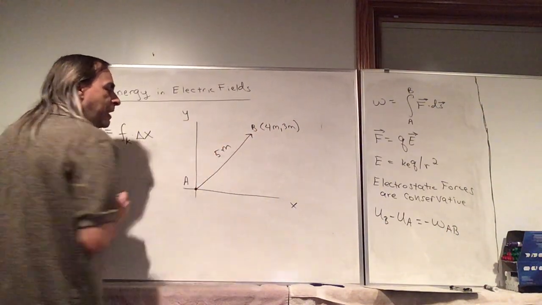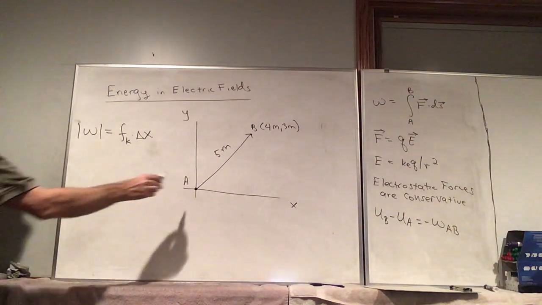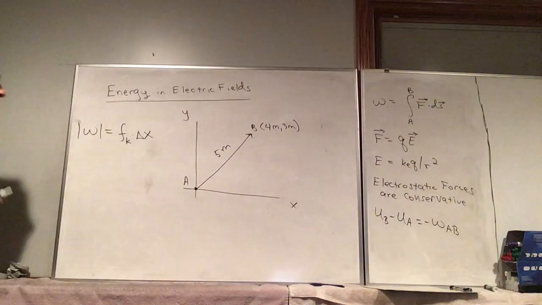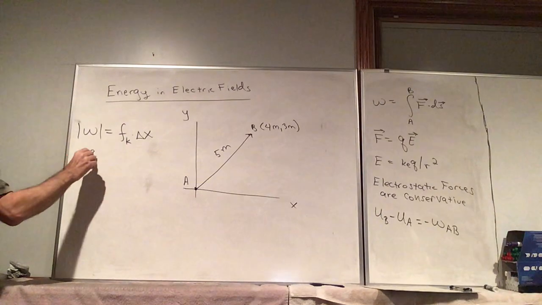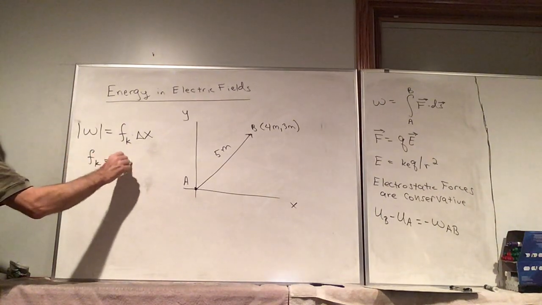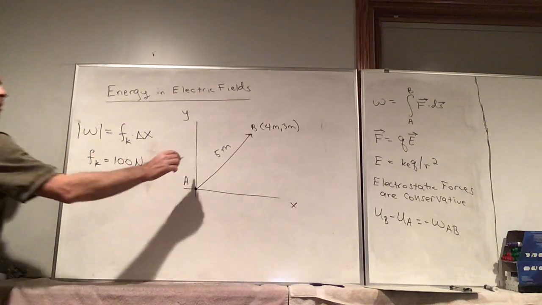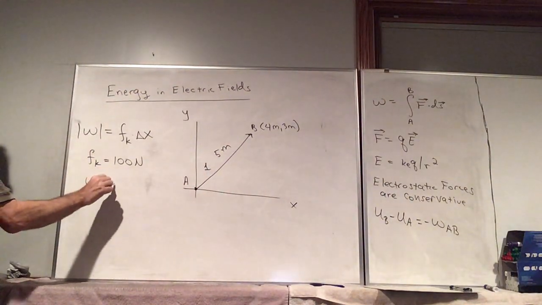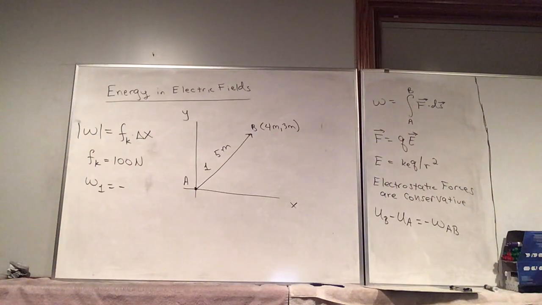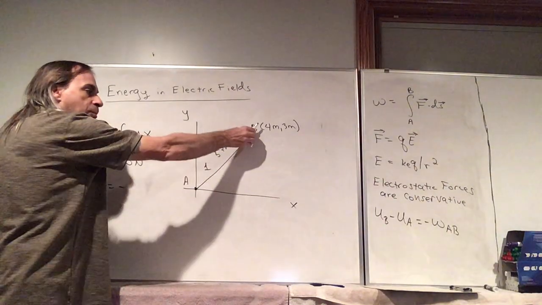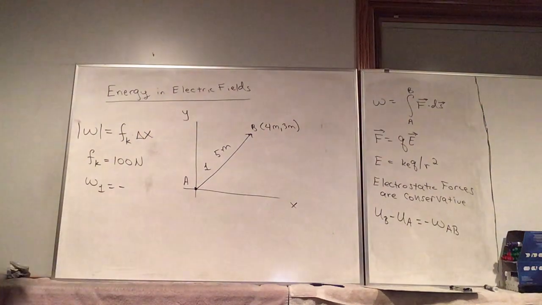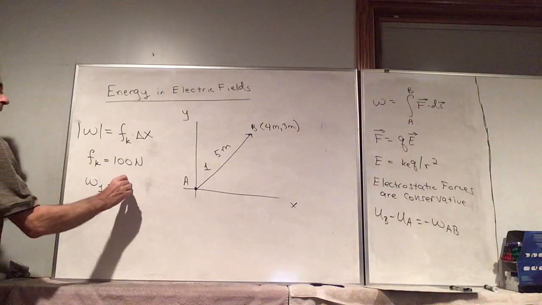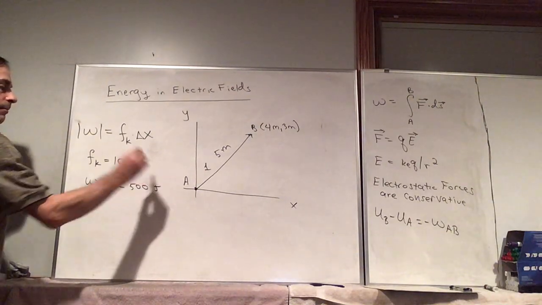Then the displacement is 5 meters. So the work along this direct path from A to B, let's say the force of friction is 100 newtons, just to make life a little easier. Then the work along, say, path 1, it's negative because friction does negative work. Whatever the direction of displacement is, friction's opposing that. So we'd have the force, which is 100 newtons times the displacement. So this would be minus 500 joules of work.